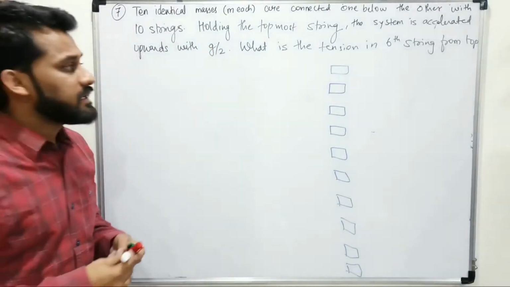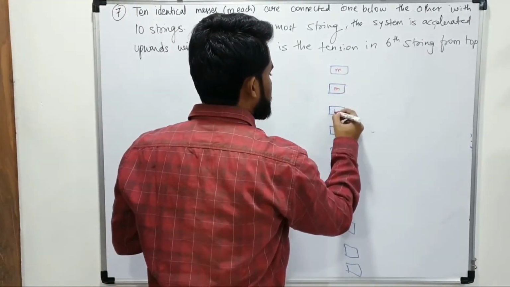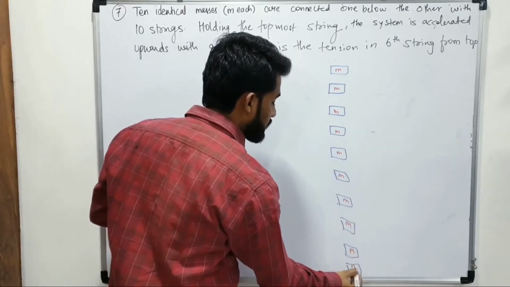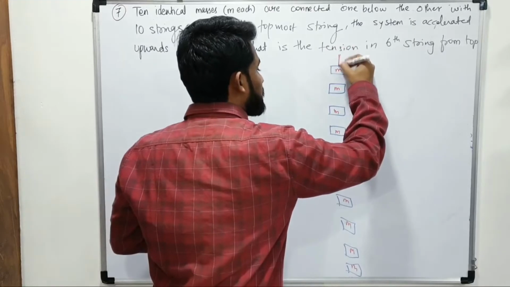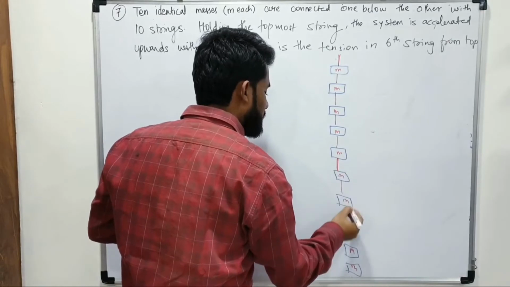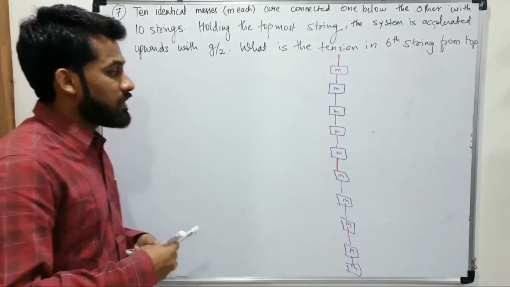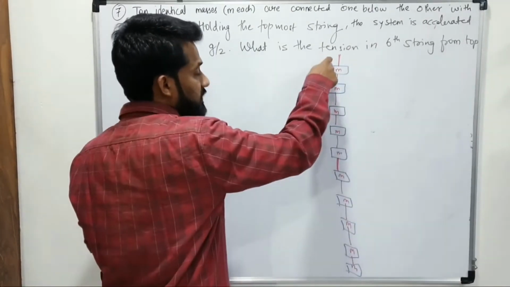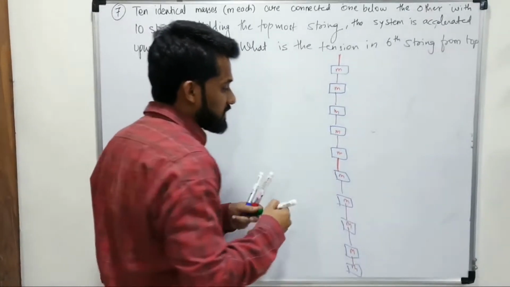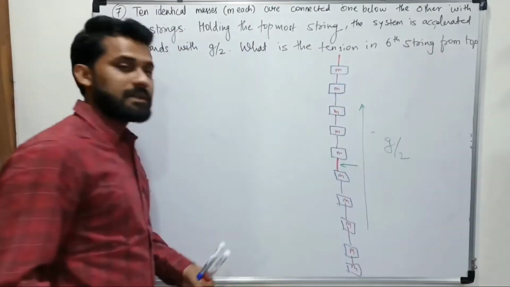So there are 10 masses. Each block is of mass m, and those blocks are connected with 10 strings. First string is right over here. Second, third string, fourth, fifth, 6th string, 7th, 8th, 9th, and 10th string. 10 strings and 10 blocks. Considering the first string as this one, first, second, third, fourth, fifth, and 6th. The question is, what is the tension in this string if the system is accelerated upward with g/2 acceleration?